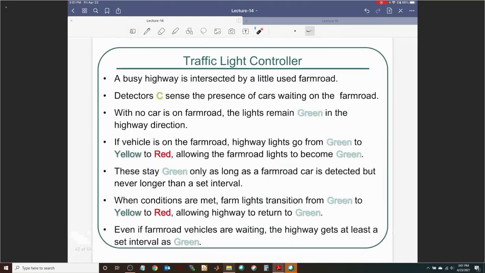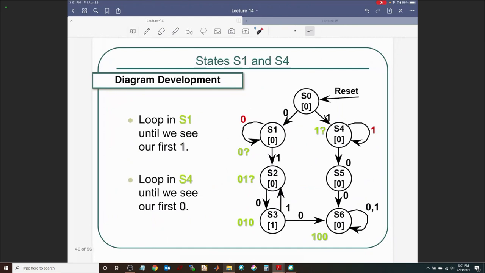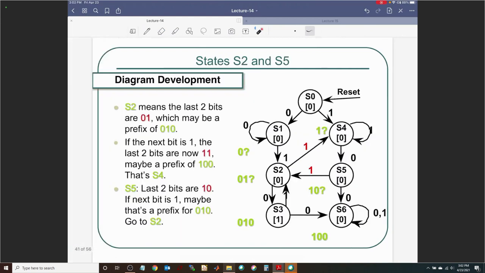On to the next finite state machine. This is going to be a traffic light controller. Before I take this on, are there any questions about the whole finite string recognizer FSM? Coming up with the state diagram and all the other steps that we listed.